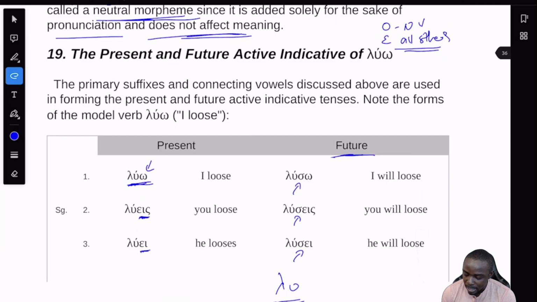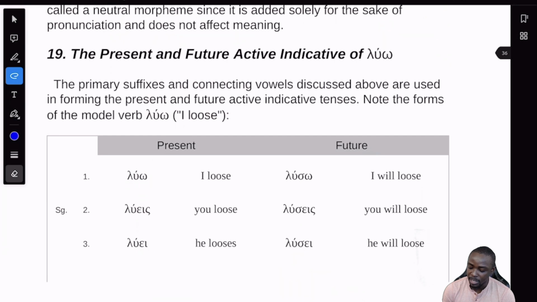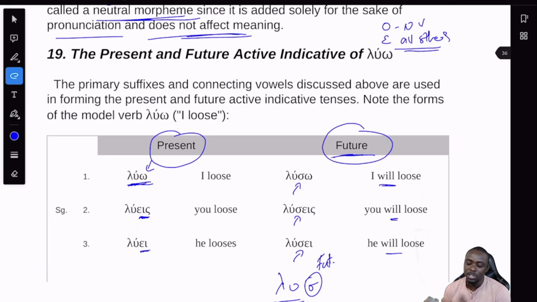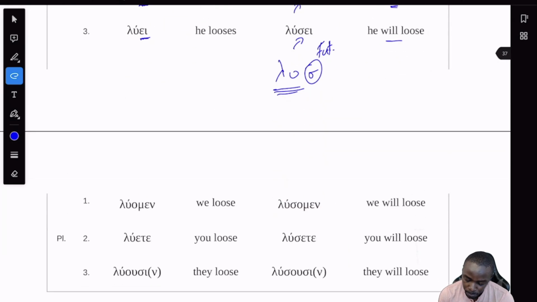Now, you add a sigma. This sigma is a future time morpheme, right? So this is something that you add to the stem. Then you add your ending, your omega, your eis, and your ei, right? That's how you make a future tense. So you get I will lose, you will lose, he will lose. So that's the present tense and the future tense. So these are the two tenses that he's introducing you to right now.